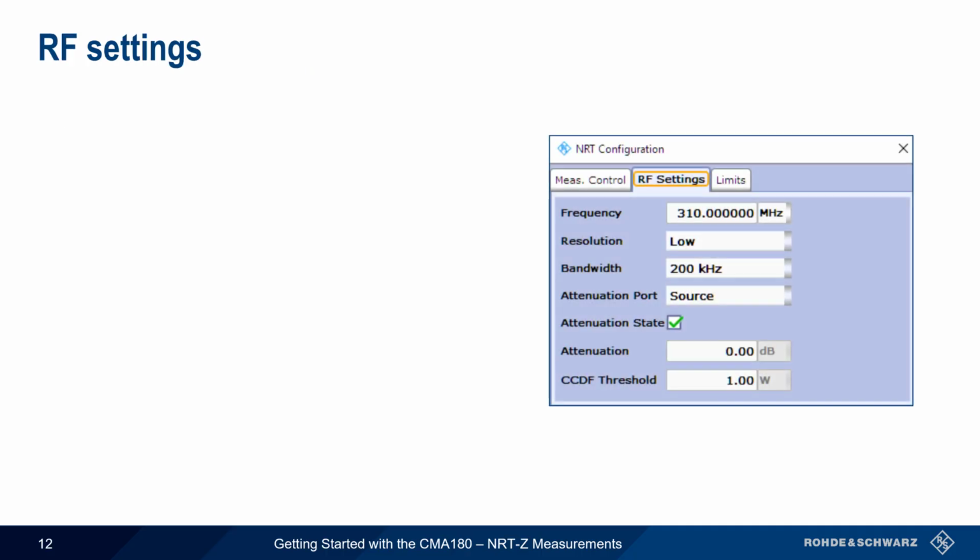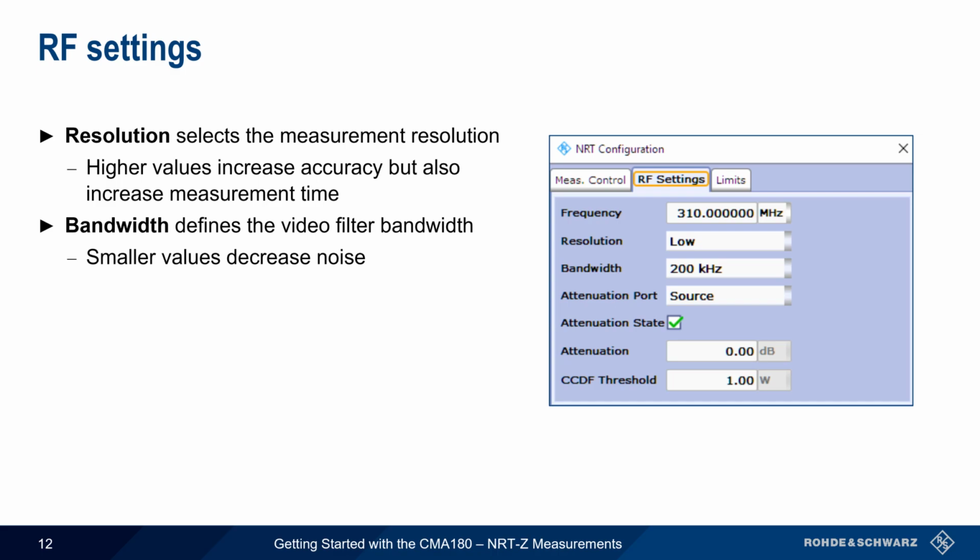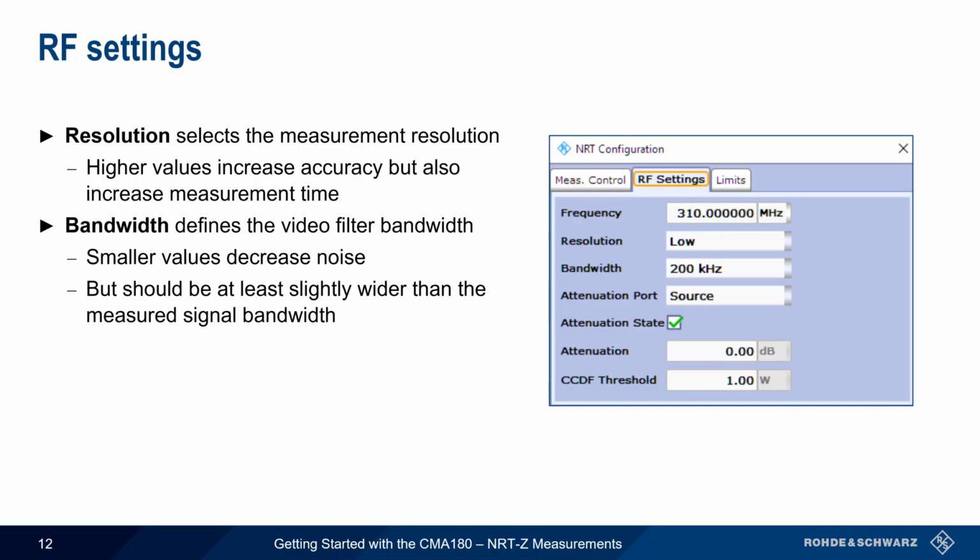Most RF settings are available from the main GUI, but some advanced parameters are only available from this dialog. The resolution value is used to select the measurement resolution. Higher values increase accuracy, but will also increase overall measurement time. Bandwidth defines the bandwidth of the so-called video filter. Smaller bandwidth settings will decrease the contribution of noise to the measured power. But it's also important to ensure that the video bandwidth is at least slightly higher than the bandwidth of the measured signal, since otherwise envelope distortion may occur.